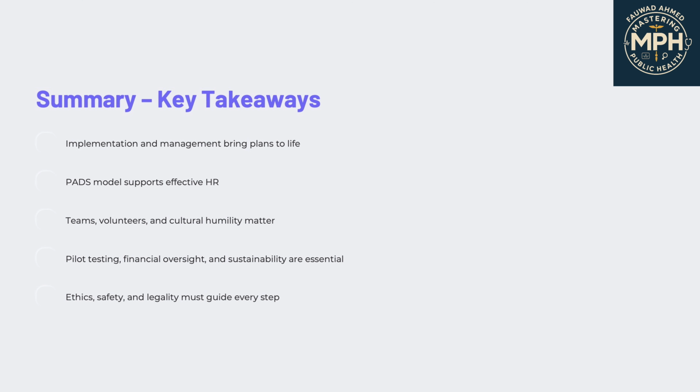To summarize Chapter 12, first is implementation and management turn plans into action. Second is strong HR systems are essential. Third is volunteers must be recruited, trained, and appreciated. Fourth is teamwork and cultural humility strengthen delivery. Fifth is program finances and monitoring need continuous attention. Sixth is choose the right implementation method, pilot, phased, or full.